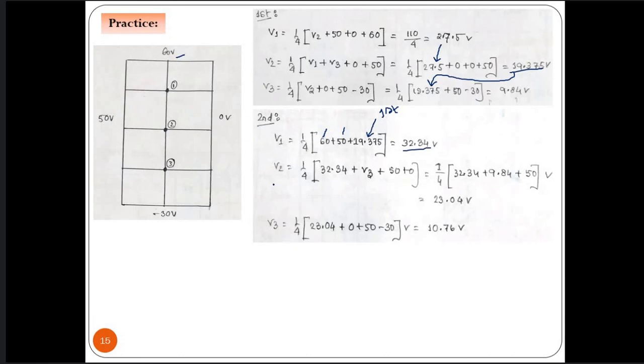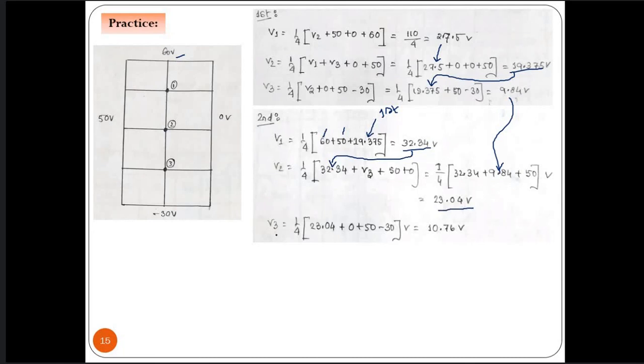Then you write down the equation of V2. In V2, there is V1. V1 is 32.34, not this value. Next, in the equation, V3 is there. What about the V3? V3 is 9.84. So in that way, in the second iteration step, it is found out to be 23.04.